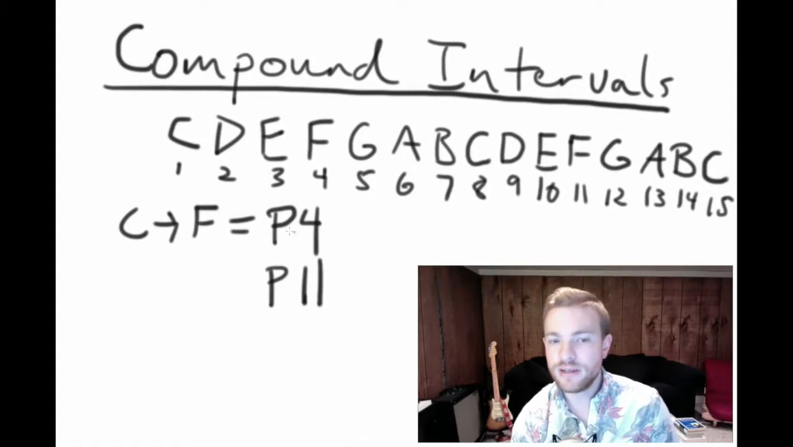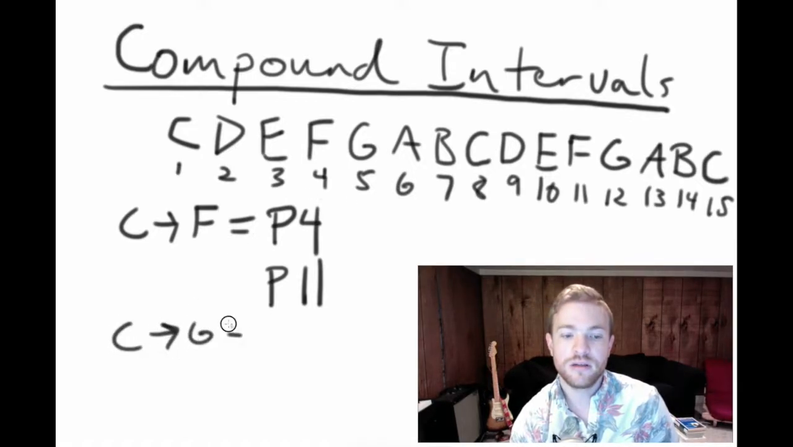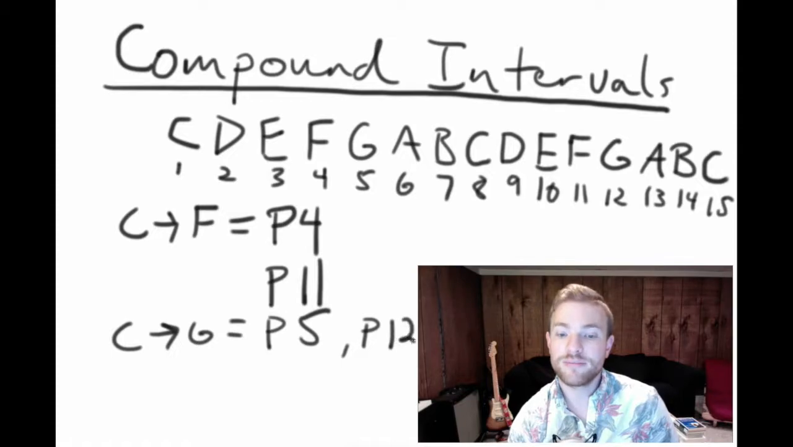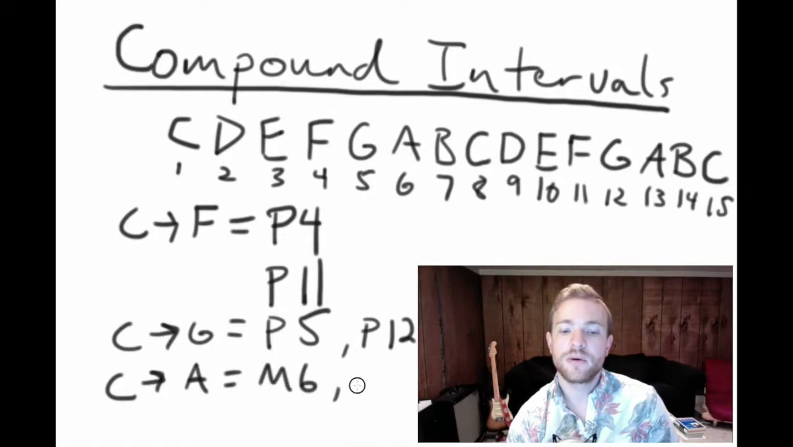So you can see that the major and perfect intervals stay major or perfect even in the second octave. So really all we're doing is we're replacing the one octave numerical part of the name with the second octave numerical part of the name. So C to G would be ordinarily a perfect fifth, but now we're going to call it a perfect 12th. C to A ordinarily would be a major 6th. Now we're going to call it a major 13th.